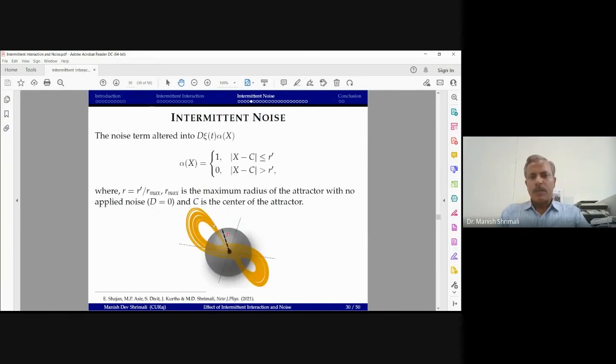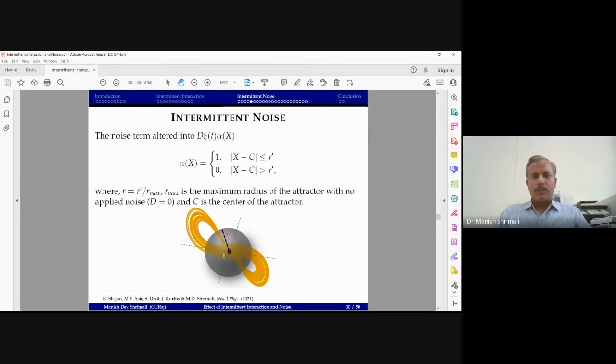So what we have done is we have considered this noise only in a certain state space. We have modified the noise term by introducing another factor, alpha of x, where alpha of x takes the value 1 if you are in a certain state space, say x is the state of the system and C the center of the attractor. If you define some radius, which is the noise active range, then only in that range will noise be added to the system, otherwise not. So it is like a visible range of the noise which is effective to the system.